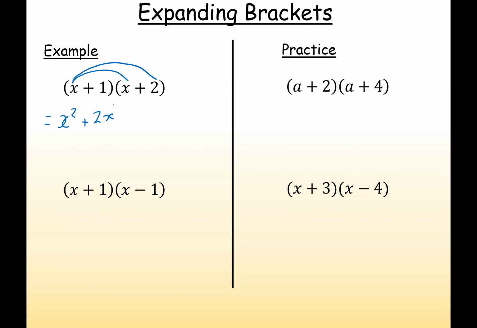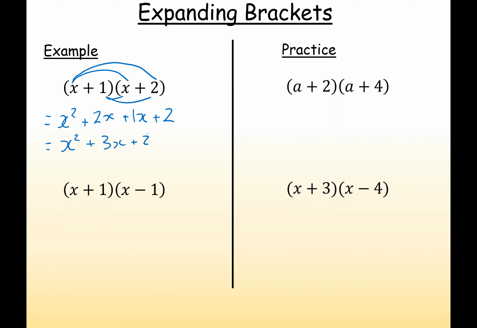Then we move on to the 1. 1 times x is 1x, and 1 times 2 is 2. So now we can see we've got 4 lines, 4 things we've multiplied. We are happy. We do want to simplify this though, because it's a bit messy. So we're going to have x squared plus 2x plus 1x is 3x plus 2.